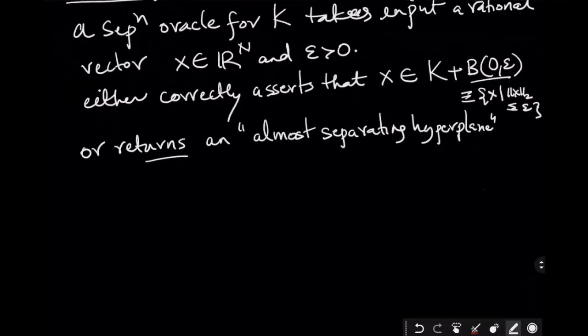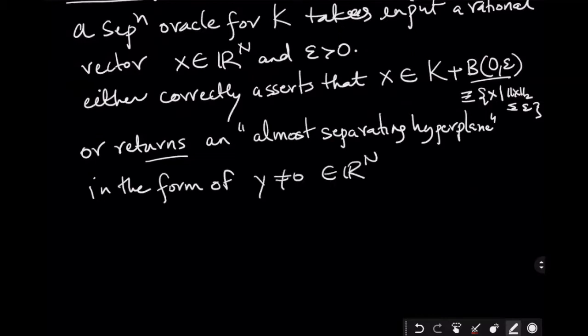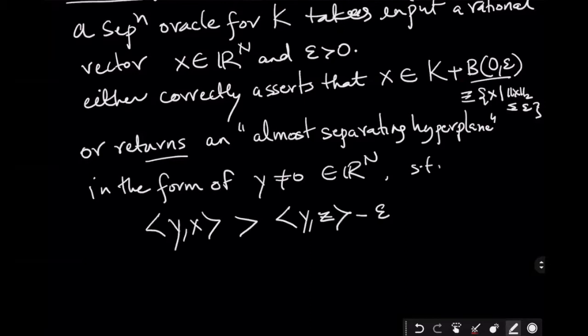Okay, so what does that mean? In the form of some y not equal to 0 that lives in R to the capital N, such that the inner product of y with this input vector x is strictly bigger than y inner product with z minus some tiny slack, epsilon times the L2 norm of the vector y. And this is true for every vector z in K.